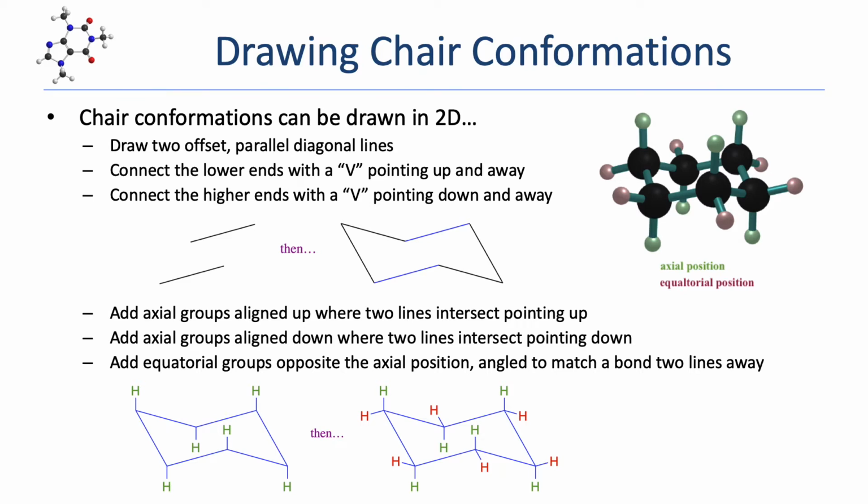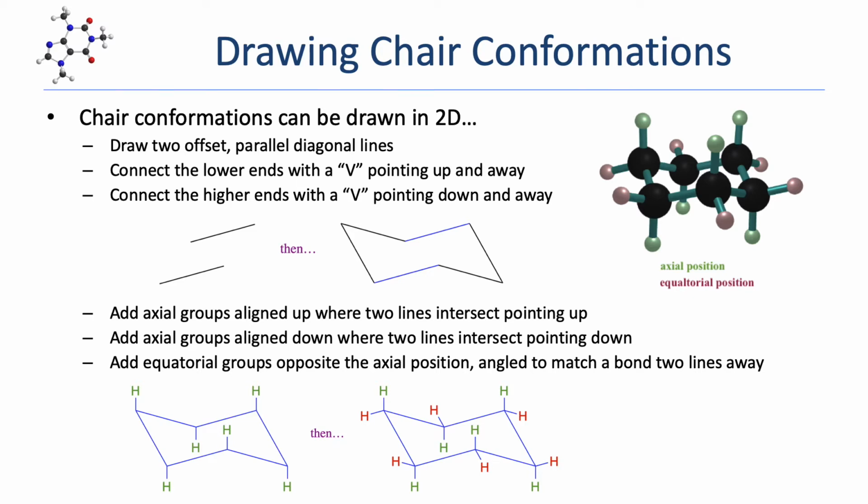We're then going to connect the closest ends, the leftmost ends and the rightmost ends, using little V's. The ends that are on the downside, we're going to connect with a V that is pointing up and away from the lines. The ends that are on the high side, the upper side, we're going to connect those with a V pointing downwards and again away from those lines. If you do it right, it looks like the logo from a popular beer company. So just after that, you can see we've created a six-membered ring, and you can see the puckering action of that chair shape.